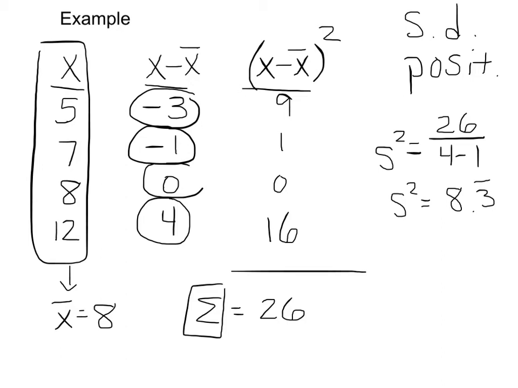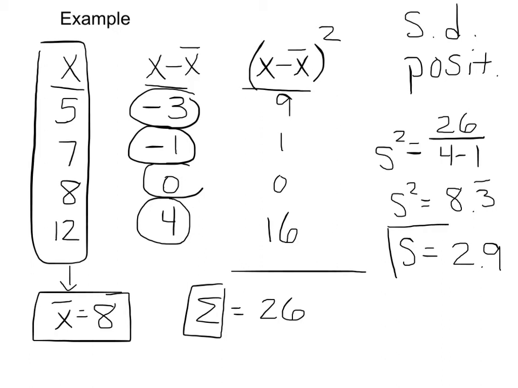For me to find the standard deviation, I would just take the square root of that. So the square root of 8.3 repeating, when I round it off to 1 decimal place, is going to give me 2.9. I have a mean of 8 and a standard deviation of 2.9.